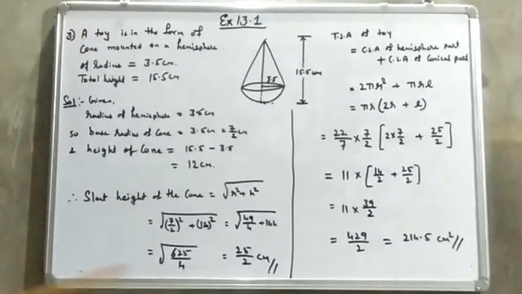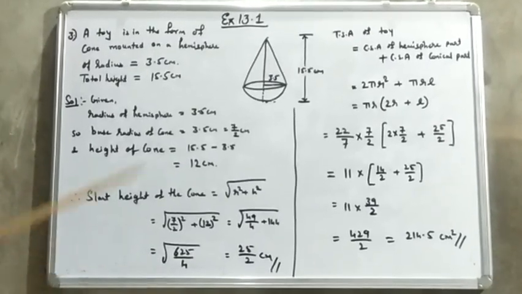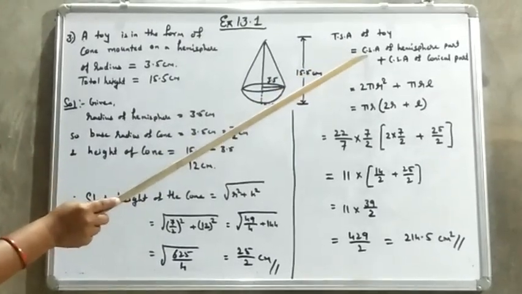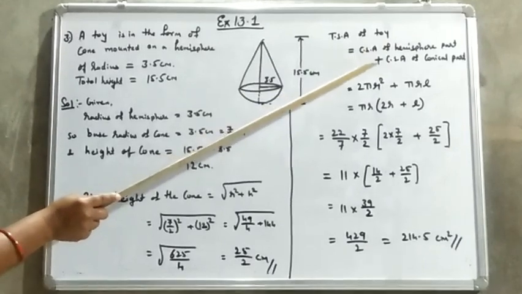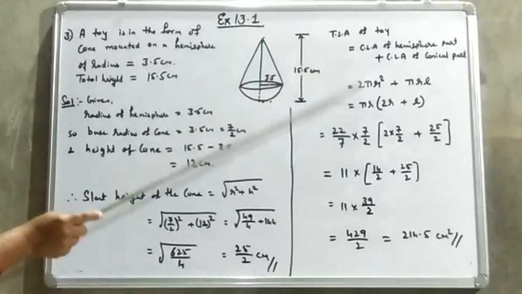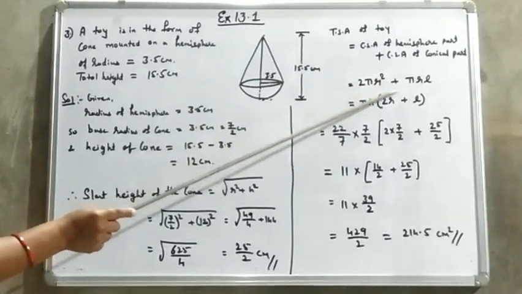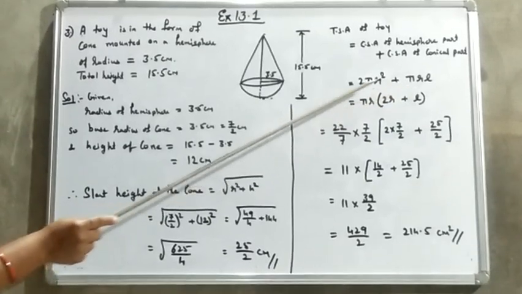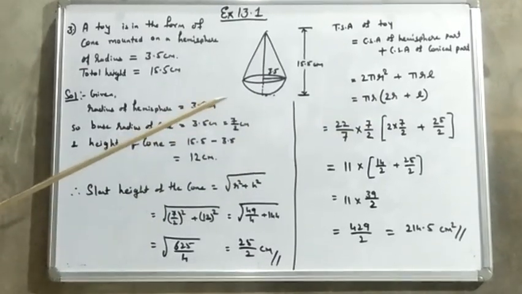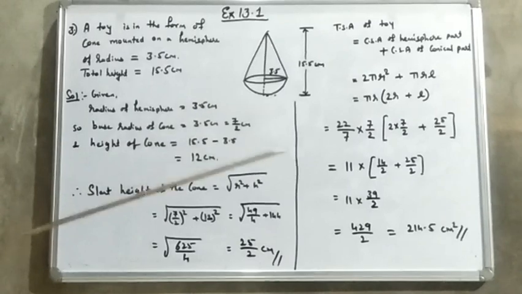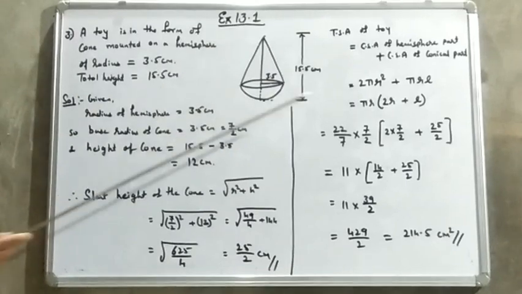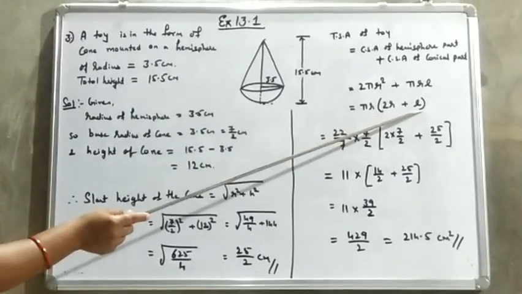Now, after finding out the slant height, let us go for the total surface area of the toy, which is equal to the curved surface area of the hemisphere part plus the curved surface area of the conical part. You know the formulas: CSA of hemisphere is 2 pi r square and CSA of cone is pi r l. Taking out common pi r, we get 2r plus l. Rather, these formulas are already given in the chart, but still for your simplicity, slowly and steadily, when you become habituated with the formulas, we can use them. So pi r bracket 2r plus l.